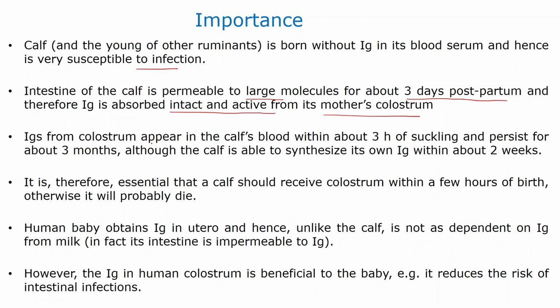Now immunoglobulins from colostrum appear in the calf's blood within 3 hours of suckling, and they persist for 3 months, although the calf is able to synthesize its own immunoglobulins within 2 weeks. And of course it becomes essential that the calf should receive colostrum within a few hours of birth, otherwise it will probably die.